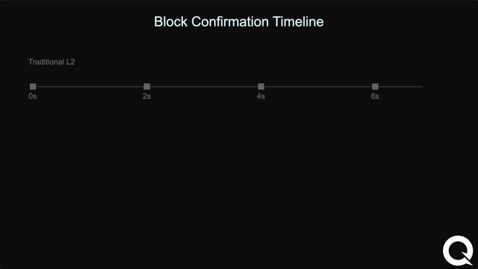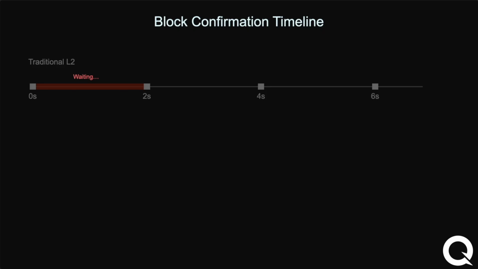Traditional layer 2s batch transactions every few seconds, creating a poor user experience. While users wait for confirmations, their transactions sit idle. This latency kills real-time applications. DeFi, gaming, payments, all of them suffer.